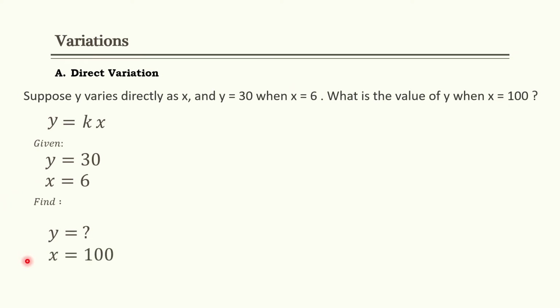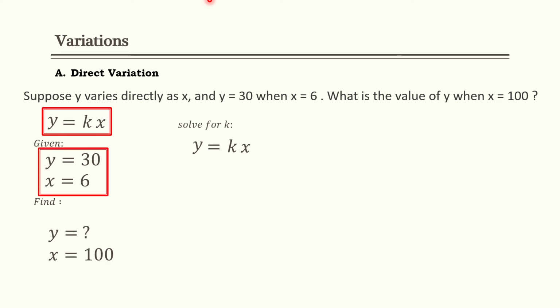If we substitute these two right away, we cannot solve because we do not have the value of k yet. Since we already know how to solve for the value of k, which is what we did earlier, we will solve for k. So, the first thing we do is solve for k if needed. y is equal to kx, so this is the formula we will use to solve for k, and this is the given we will use. We substitute 30 for y and 6 for x. So, 30 is equal to k times 6.